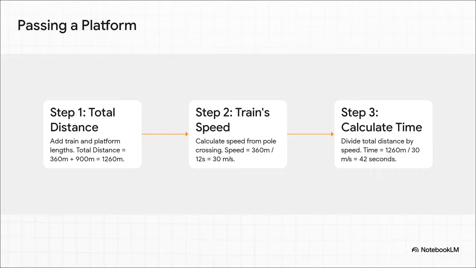Step 2, let's find the train speed. We know it covers its own length, 360 meters, in 12 seconds when passing that pole. So speed is distance over time. 360 divided by 12 is 30 meters per second. Easy enough. And now the final step. Time equals total distance divided by speed. 1,260 meters divided by our speed of 30 meters per second, and we get our answer, 42 seconds.